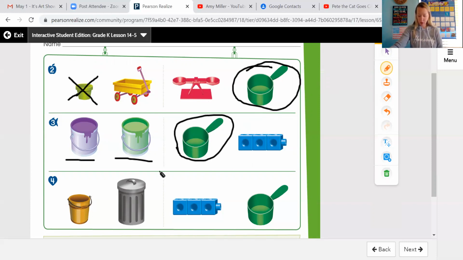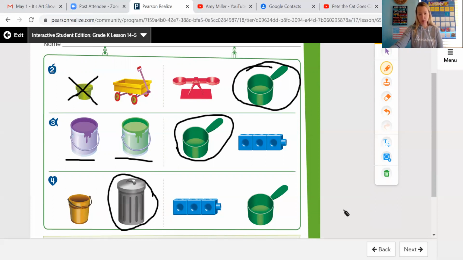All right, number 4. Circle the object that holds more or underline both objects if they hold the same amount. So this one, they want us to circle the object that holds more. Which one do you think would hold more? A small pail or a large trash can? If you said large trash can, you are right. Go ahead and circle that large trash can.